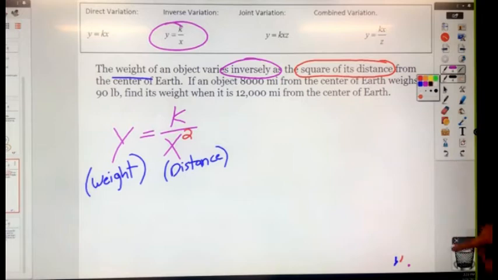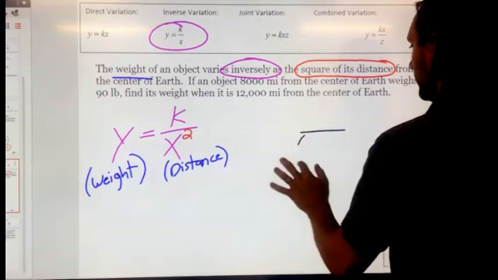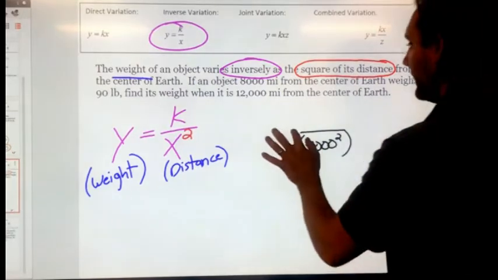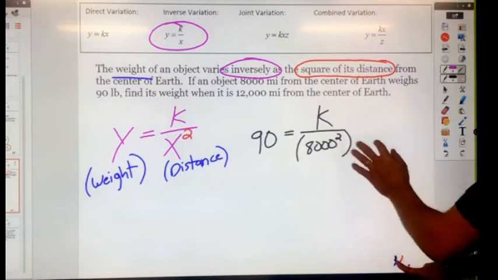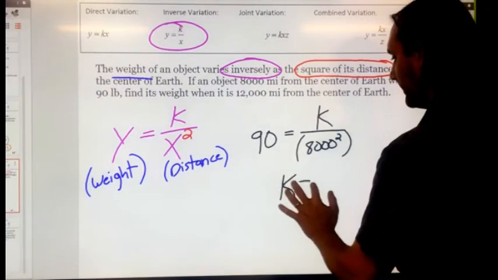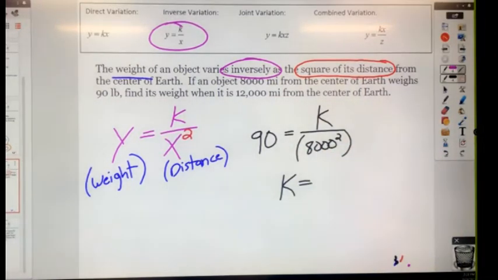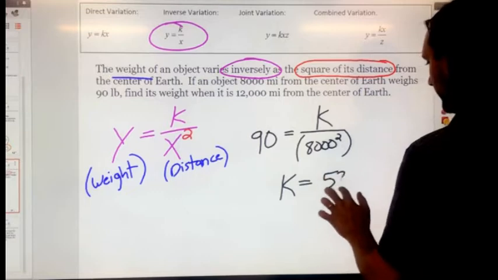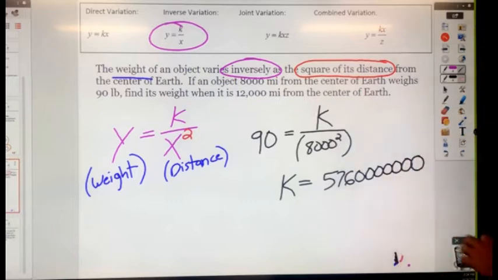All right, so y equals k over x squared. If an object is 8,000 miles from the center of the Earth and weighs 90 pounds, then 90 equals k over 8,000 squared. Here's my k, which I don't know, so let's solve it. It's going to be a very big number. I have 8,000 squared times 90. That's 576 with 7 zeros after it: 576 with 1, 2, 3, 4, 5, 6, 7 zeros.